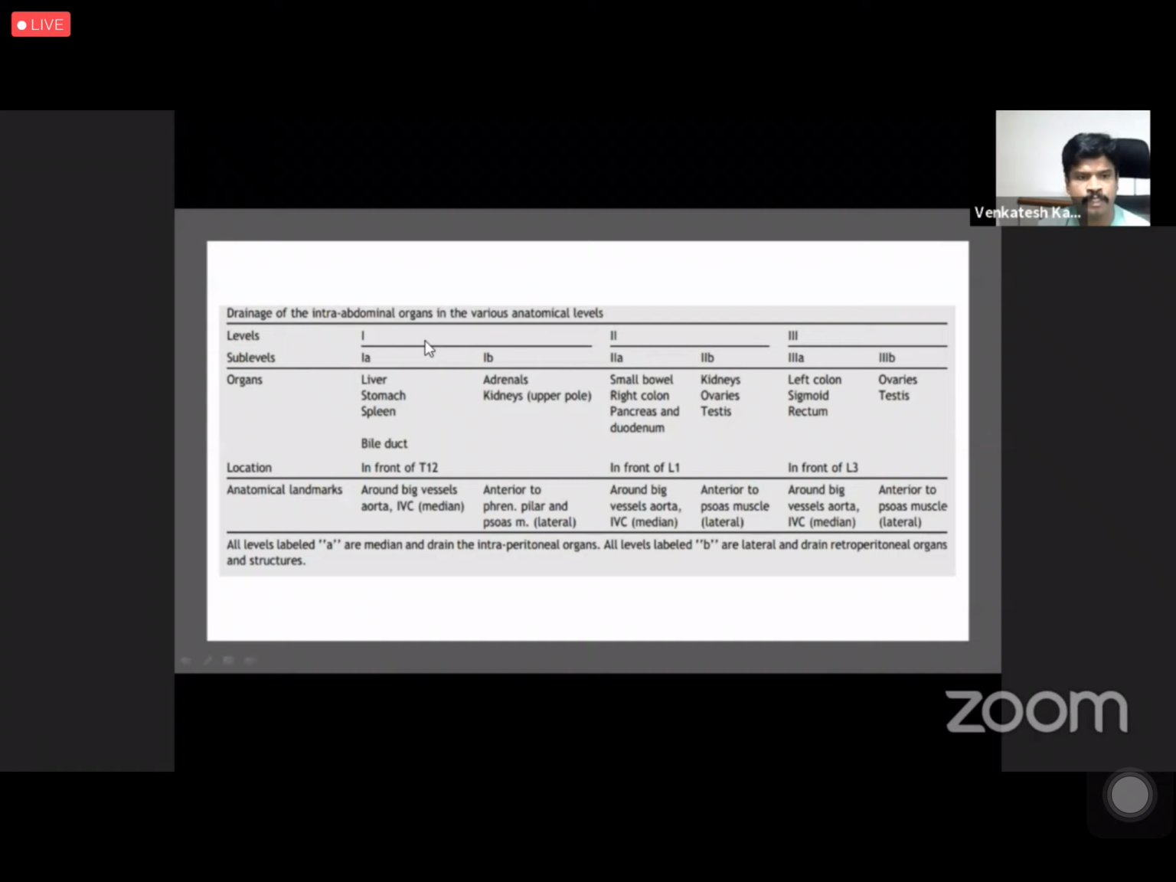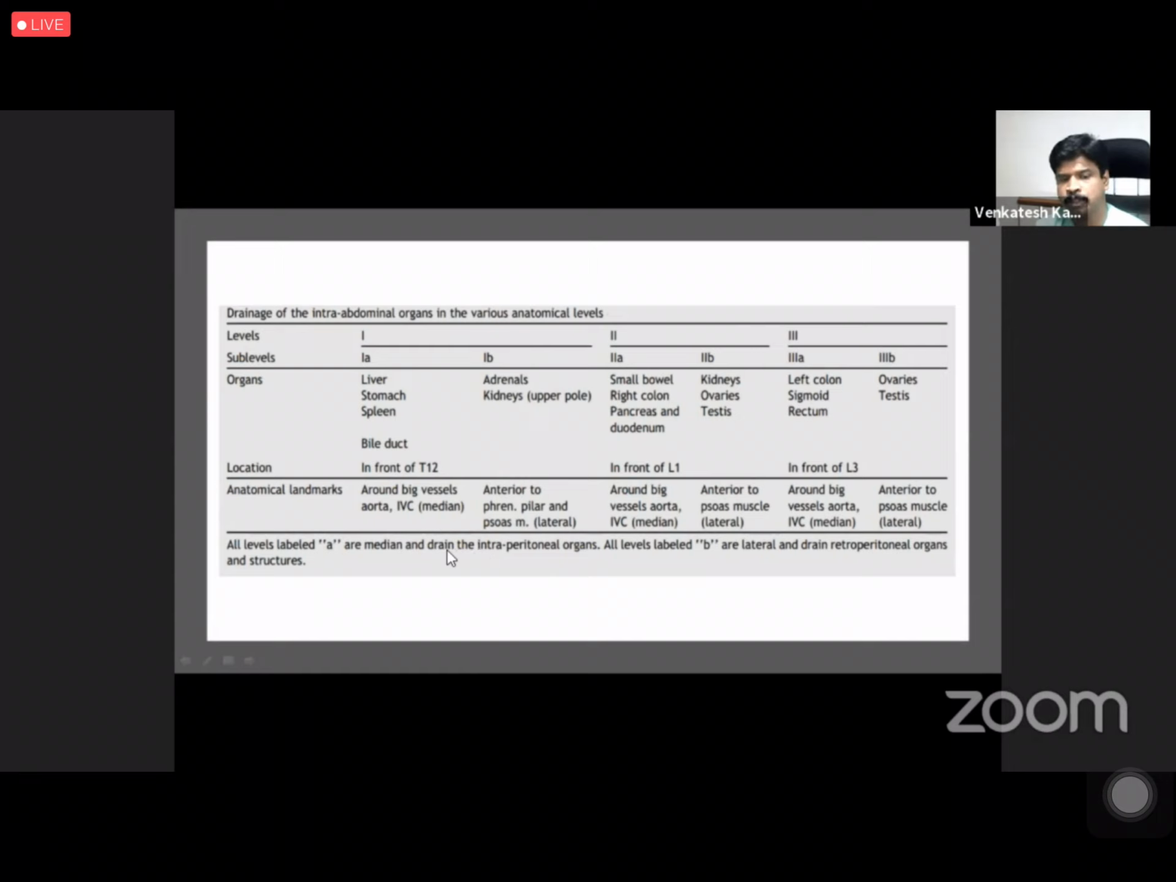So when you classify the drainage as such, you can classify it into three levels: level 1, 2, and 3, depending upon the location. D12, L1, and L3 vertebra. The D12 is the celiac group of the lymph nodes, and L1 is the superior mesenteric, and L3 is the inferior mesenteric. If it is level, the sublevels 1A, the A corresponds to the intraperitoneal organs, the median and the intraperitoneal.